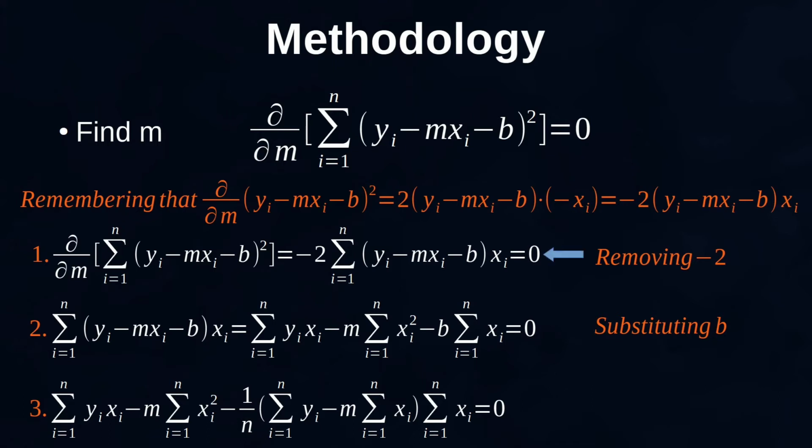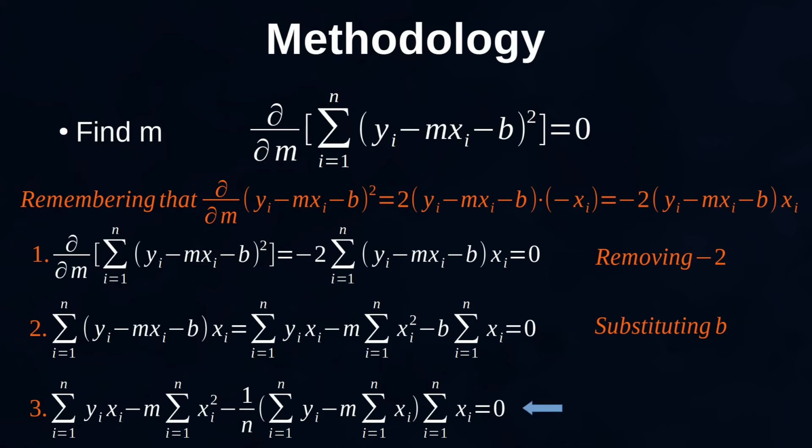Equation 1 is similar to the previous case. We can again do the sum of all the derivatives and remove minus 2. Equation 2 shows that we can multiply xi for all the terms within the brackets, and then split the sums similarly to what we did before. In this case, note that the second term is a squared term, while the third term is not anymore minus nb, given that it is multiplied by xi, which depends on i.